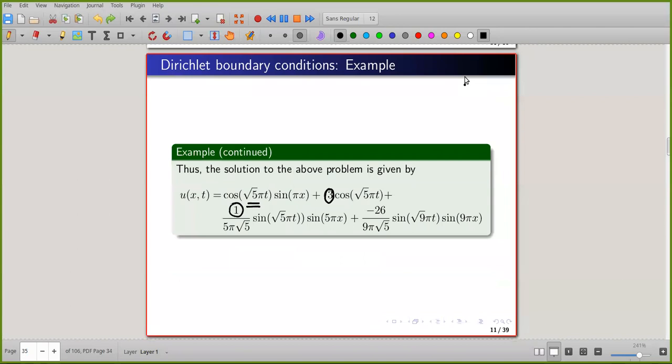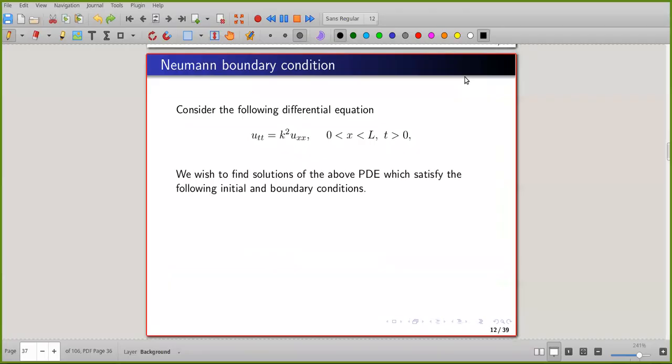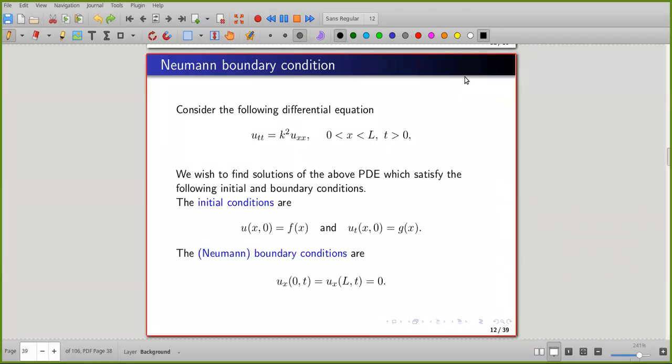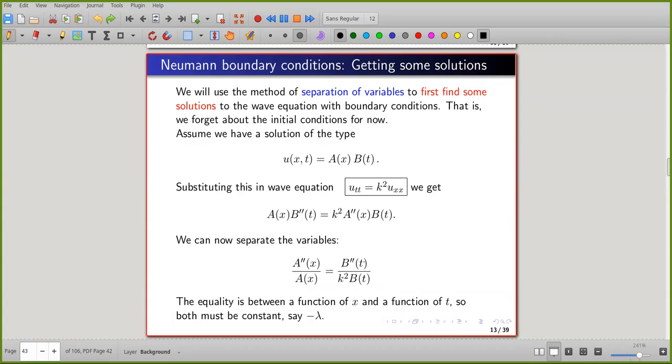Once again, let's analyze the Neumann boundary conditions as well. So this time we have this. We will use the method of separation of variables. We will look at this along with these two first. We put u(x,t) equal to A(x)B(t), we put this into this differential equation and we get this, and we do all the same things.